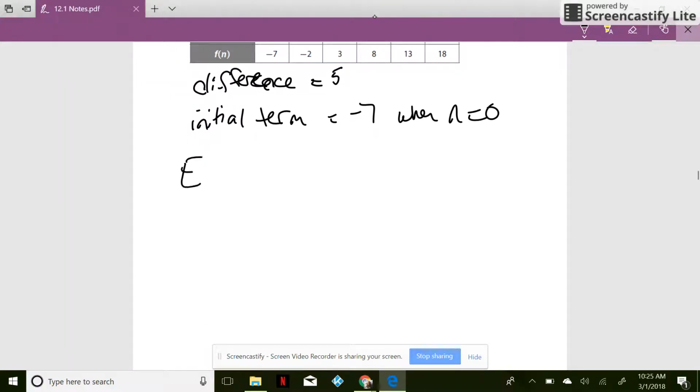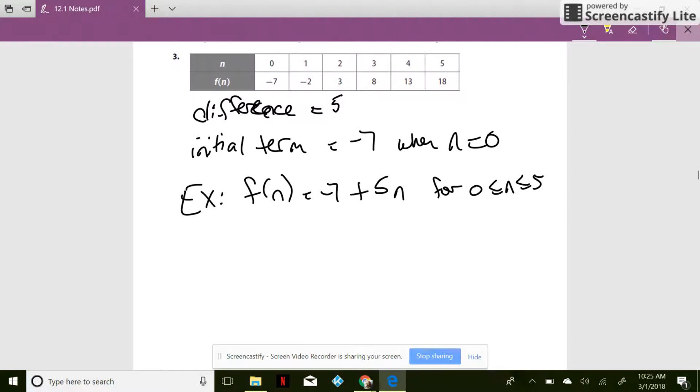So our explicit function, we'd say f of n is equal to our initial term negative 7 plus our difference 5 times n, for the values of n between 0 and 5, because that's what's given in our table.